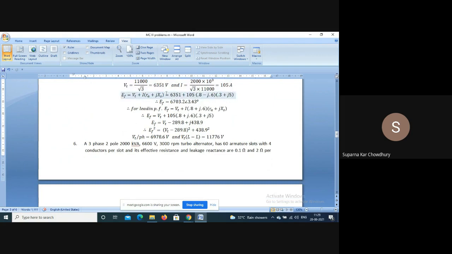Now we can calculate the EF, or the excitation. We know VT, we know IA, the rated current at 0.8 lagging power factor. This is the impedance given. So this is the value of EF. EF is 6703.2.